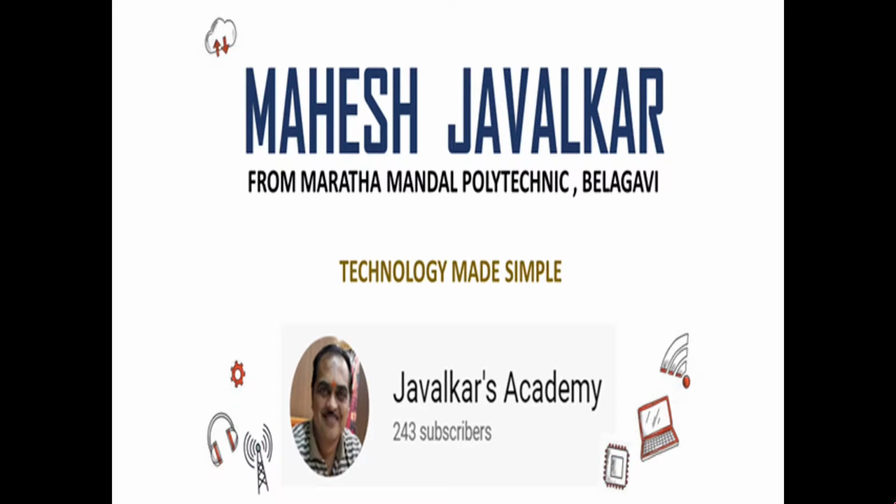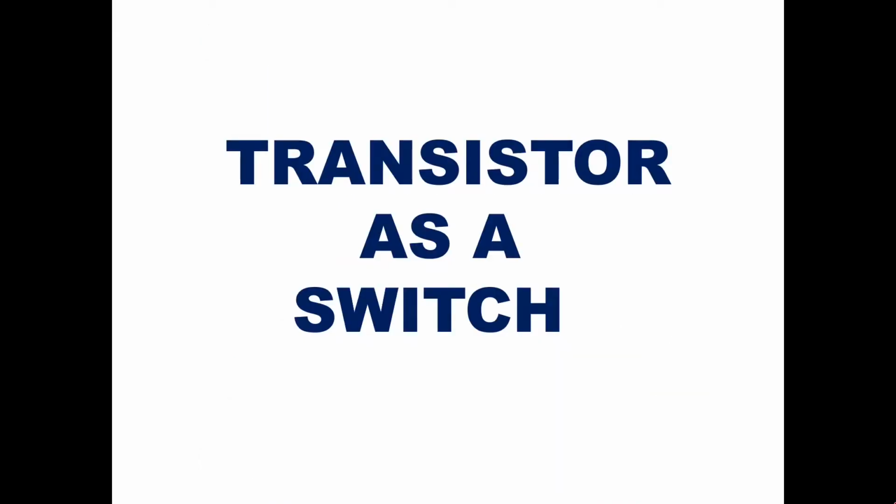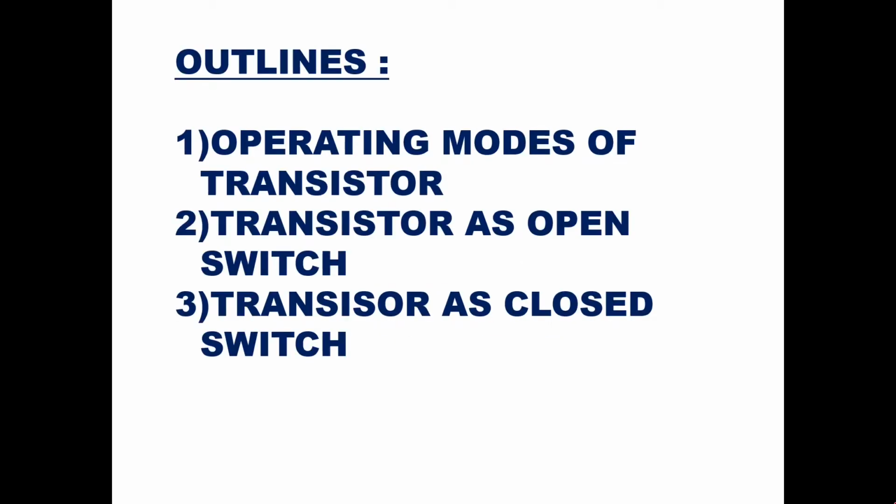Today I am posting my 10th video on analog electronic circuits, in which I'm going to tell about how we use a BJT transistor as a switch. Okay, so the heading of this presentation is Transistor as a Switch, and the outline is: first, the operating modes of a transistor, the modes in which the transistor can operate, then transistor as an open switch, and transistor as a closed switch.